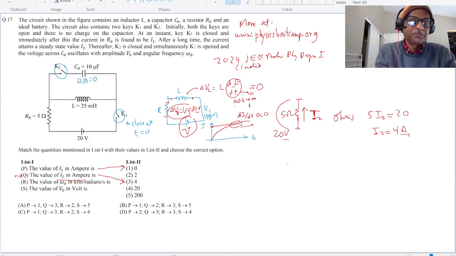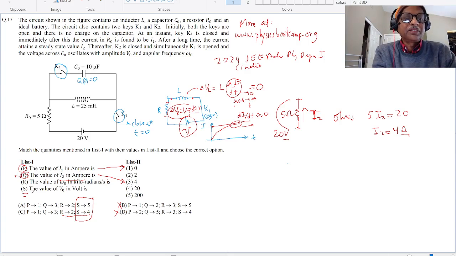Having done P and Q, we can see that P is 1, so it could be A, B, and C. Q goes to 3, so it can be only these 2 options. So these are eliminated, and these are still there. I need to do S to distinguish between the two. R doesn't need to be done, but we'll do R at the end. So S needs to be done.